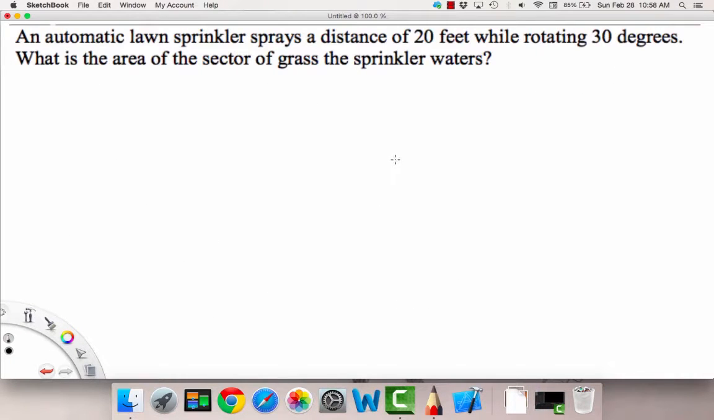Alrighty, so we have a little word problem. It says an automatic lawn sprinkler sprays a distance of 20 feet while rotating 30 degrees. What is the area of the sector of grass the sprinkler waters?